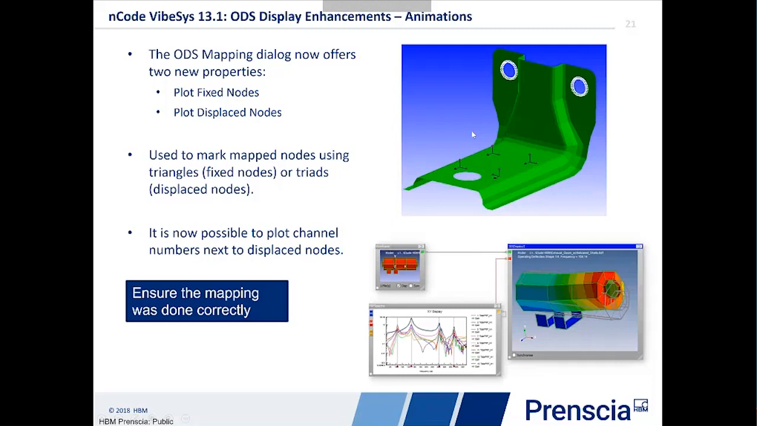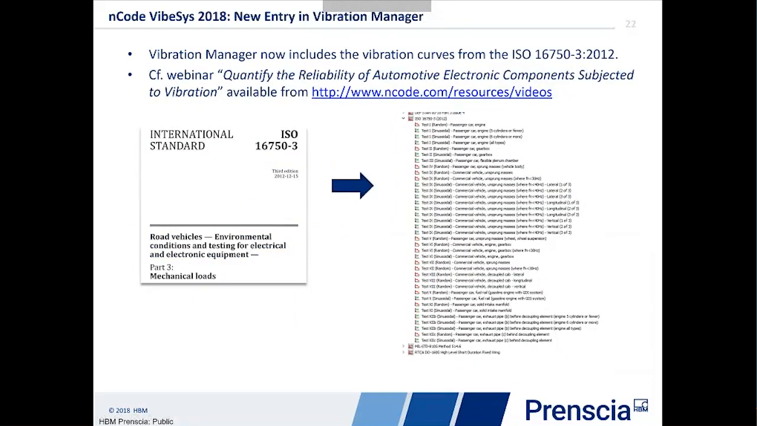In terms of vibration analysis, we've got a vibration manager in nCode where curves from various vibration standards sit. So we have, for instance, the vibration curves from MIL-STD-810, DO-160 and the DEF standard, etc., etc. Now we added a new entry, which is the ISO 16750, which is for road vehicle environmental conditions and testing for electrical and electronic equipment. So you've got all the profiles that are defined in this standard available in the vibration manager, and you can use them.